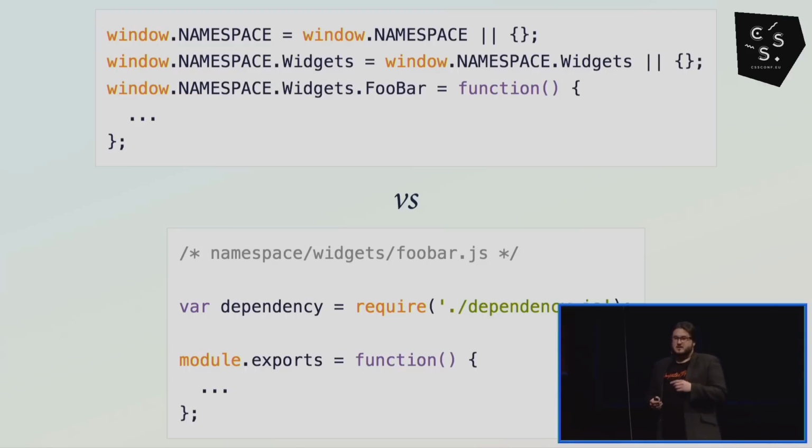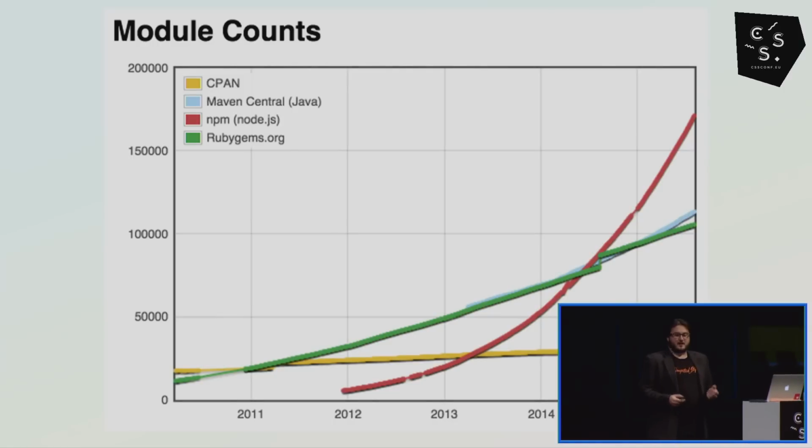But something in particular is that the words namespace, widgets, and foobar disappeared from this file. They're in the file system. We're able to move that information, move that repetition into the file system. And that'll kind of be important later. I guess it's fair to say Node was a success. NPM came along a little bit later. Things kind of went bananas.